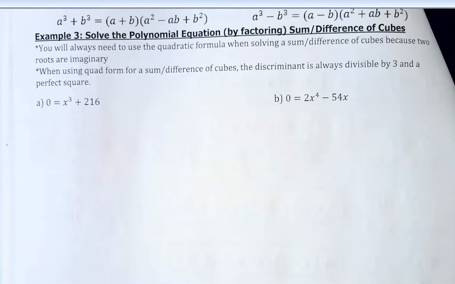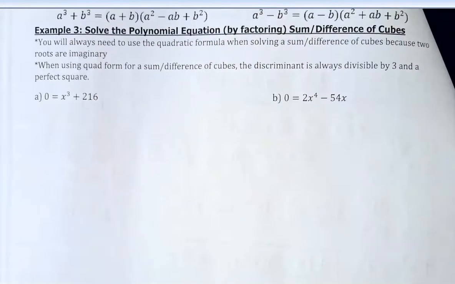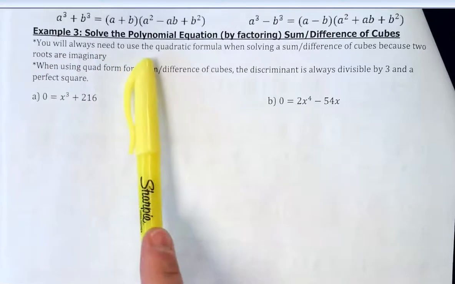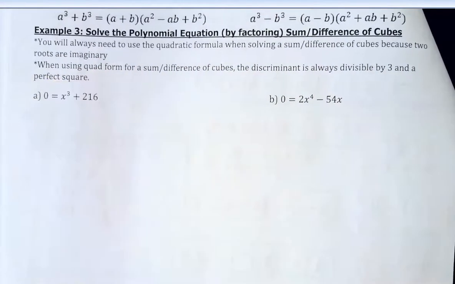So you're going to see on the back here, each one of these problems is the same setup as we had on the front, except it's equal to 0. So you always want to set these equal to 0 to solve. Now, what I put at the top is just a copy of those two little factoring formulas I gave you on the front so you could see them. This says you always need to use the quadratic formula when you solve a question like this because two of the roots are going to be imaginary.